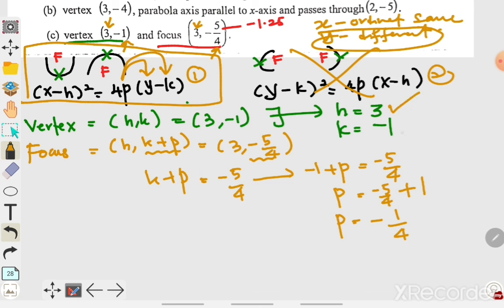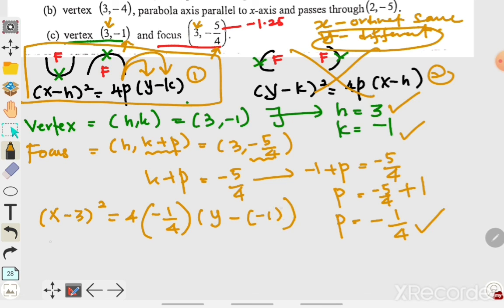You have h, you have k, next you have p. Everybody, let's substitute into the box equation. So we have x minus 3 squared equals 4 times negative 1 over 4 times y minus negative 1. Therefore, x minus 3 squared equals negative 1 times y plus 1. Ta-da! Done!